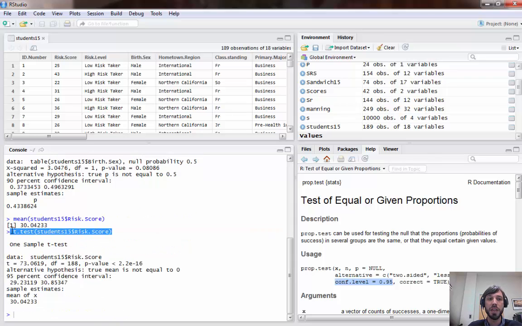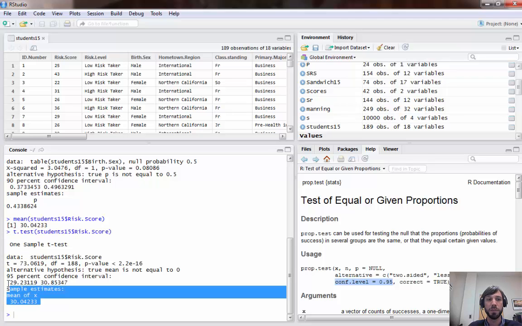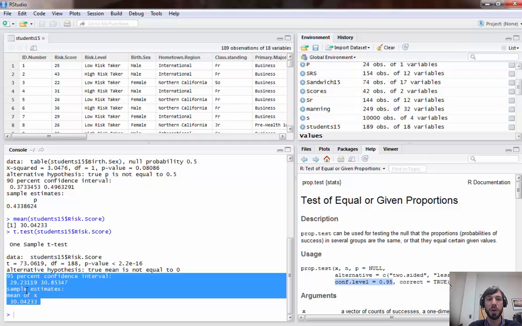And you can see that again, there's a great deal of output for this function, but the important parts are these last two parts where we have the 95% confidence interval and our actual computation of the sample mean. And as with the prop.test, you can adjust the confidence level to get different confidence intervals as well.